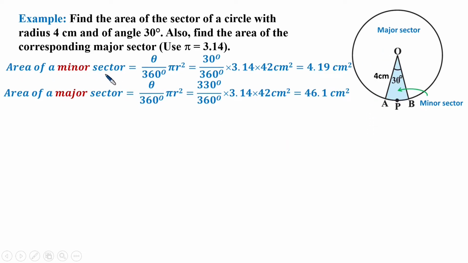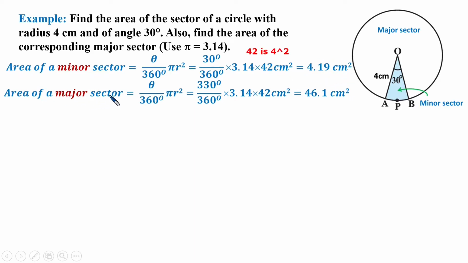So the area of a minor sector is, this is the portion, 30 degree divided by 360. Only this much fraction is used by this circle. So 30 by 360 of pi r square. Pi r square is the area of the circle. So it is very simple. If you do this, I have substituted the value of pi as 3.14. Use a calculator and you will find it is 4.19 centimeters square.